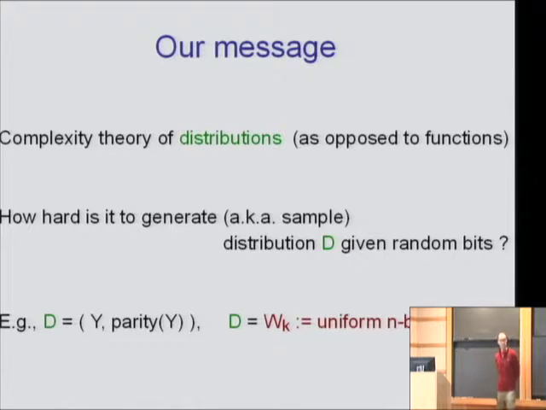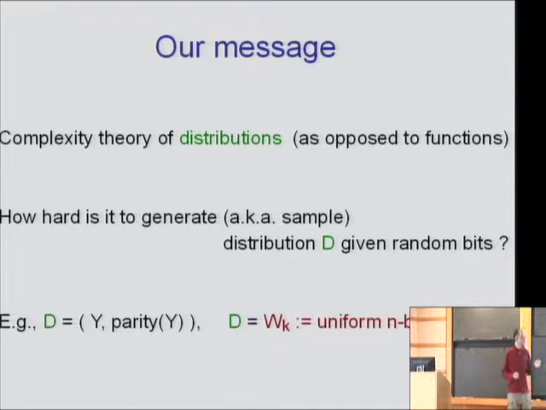Okay, so I want to answer questions like, how hard is it to generate or sample a distribution D when you're given random bits? Okay. What kind of distributions are we going to encounter? Well, we have just seen this distribution here, y comma parity of y. That's a possible distribution, or there's a whole world of distributions. One that I'm going to consider for a bit is this W sub k, which is the uniform distribution over n-bit strings of Hamming weight k. Okay, that's another one that we will see, and we will see many more.